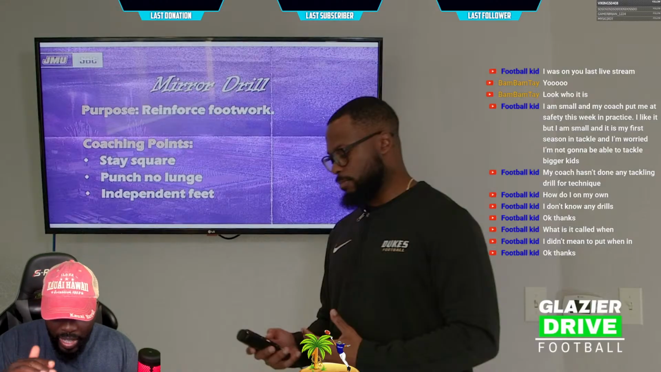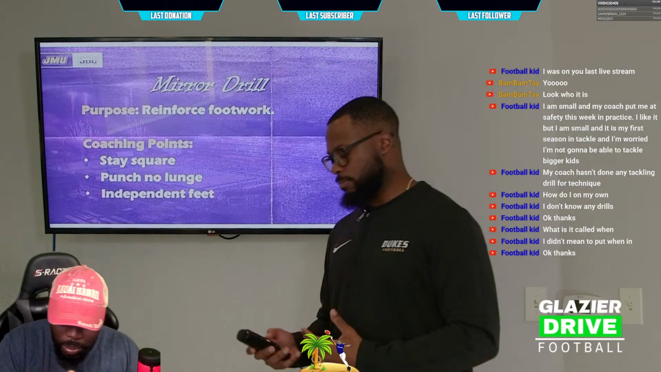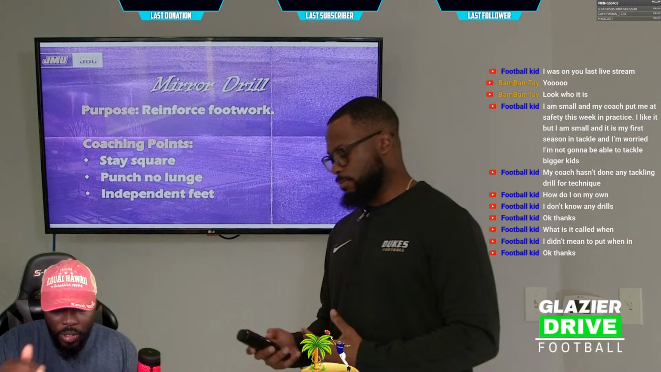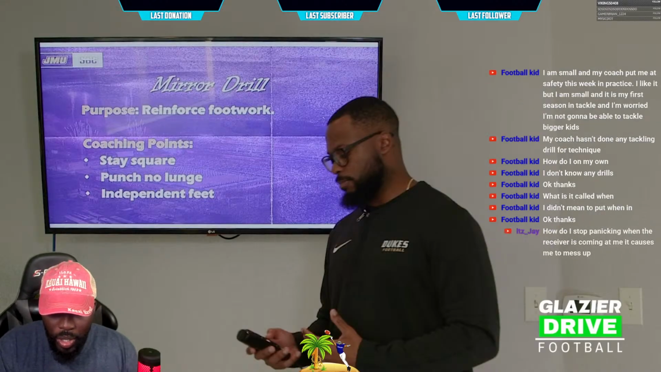Have levels. First, work on the foundation, understand the technique, understand staying square, understand moving laterally, not giving ground. Then you build from there. Then you can add receivers or somebody giving you a look. Understand where your hand placement is supposed to be. All that stuff plays a huge role.